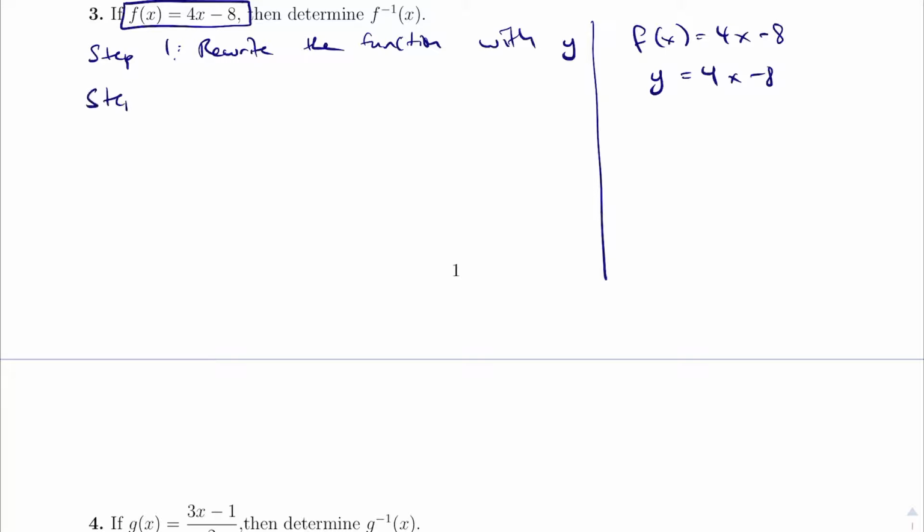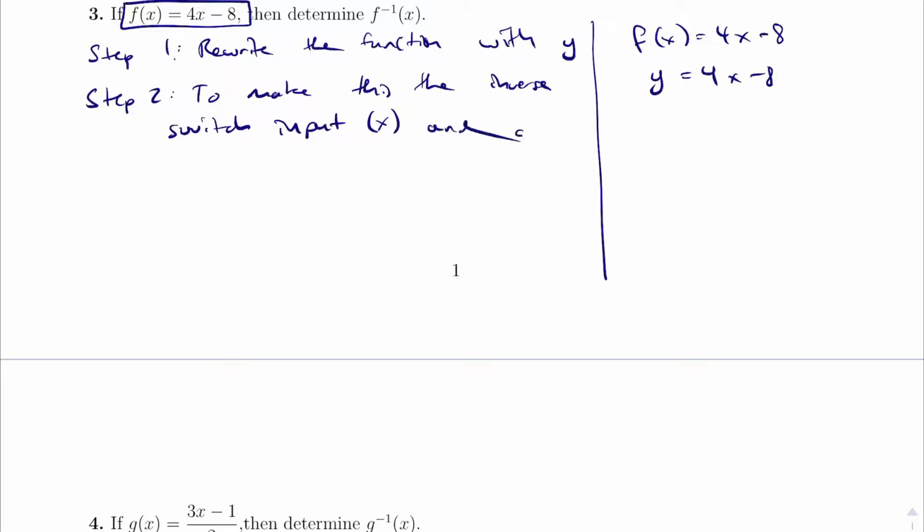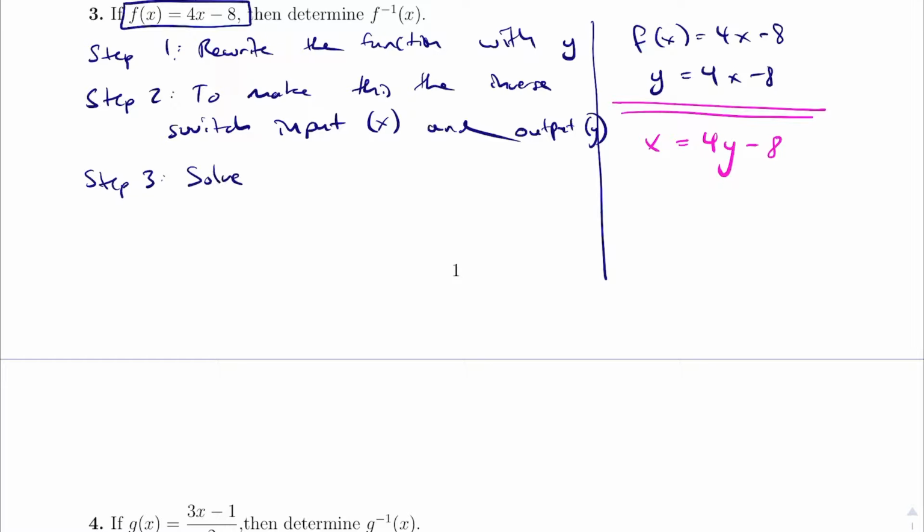Next up, we need to turn this into the inverse. To make this the inverse, switch x and y, or switch the input and output. Doing that, we'll turn this from the original function into a brand new function, the inverse. So we switch the input and output. Last steps here: step 3, solve for y. And then step 4 is convert to f inverse of x notation.